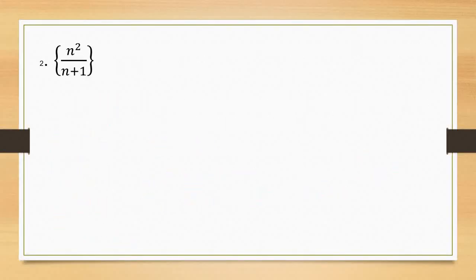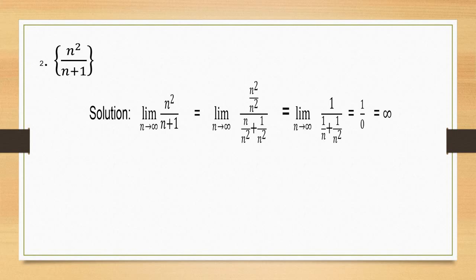Okay, number 2 example, n squared over n plus 1. So this is our sequence, the general formula for our sequence term. So here is our solution. The limit of n squared over n plus 1 as n approaches positive infinity, so we will multiply 1 over n squared.